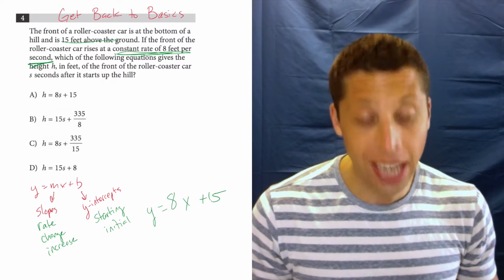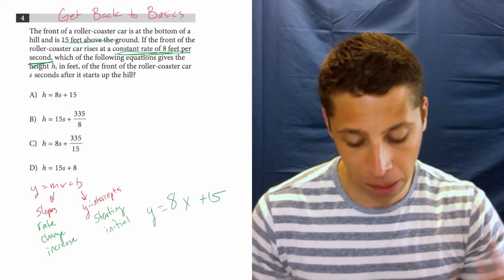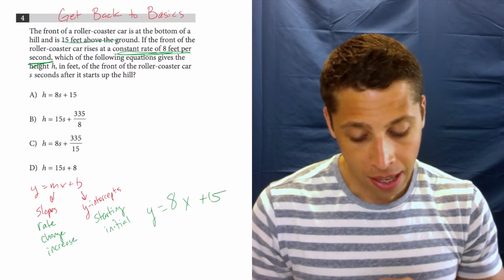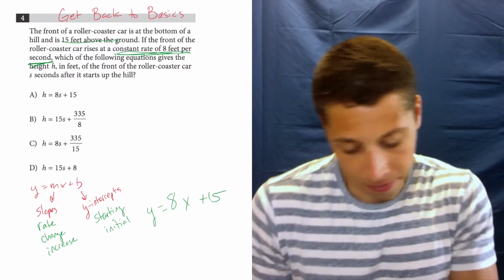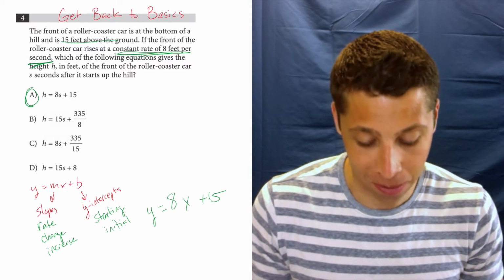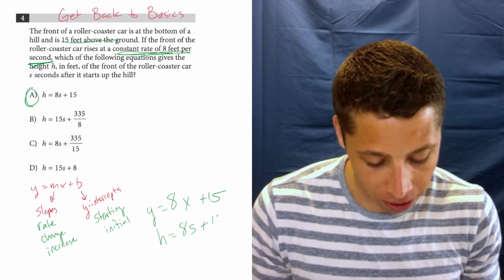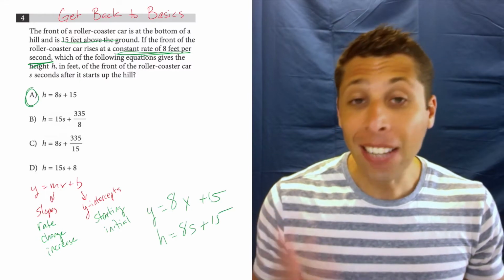So y equals 8x plus 15 would be my non-story line, but now I've just got to put those variables in place. And okay, well, this seems to be the one that does it, and that is the answer. 8s plus 15 matches nicely if we just change our variables. That's all. And that's usually all these take.